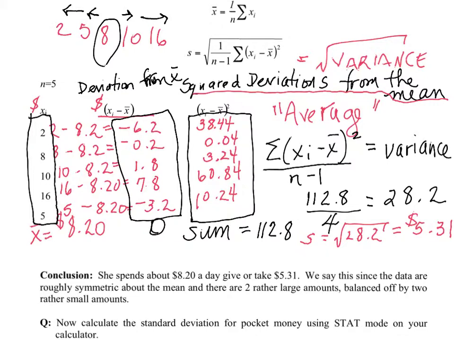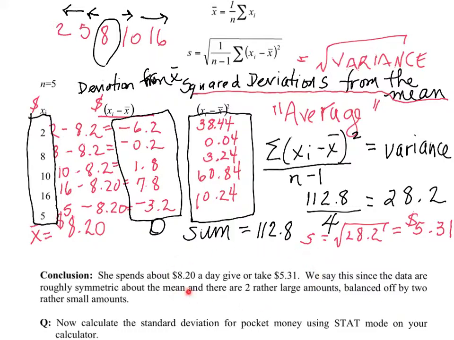How do we conclude? We conclude with a statement that uses both the sample mean and the sample standard deviation. She spends about $8.20 on average a day, give or take $5.31. That's how we use the standard deviation. Because the distribution we're assuming is symmetric, we can make a statement like this and talk about how spread out the values are. Does that cover all of the values?